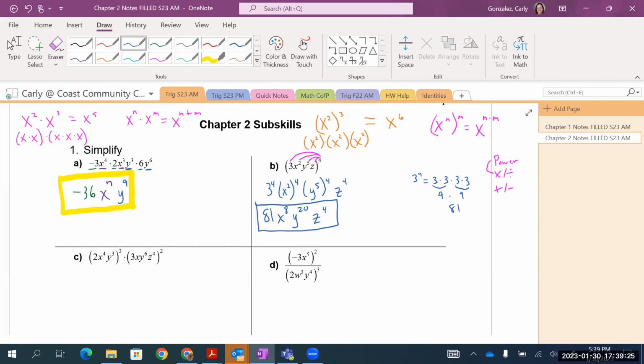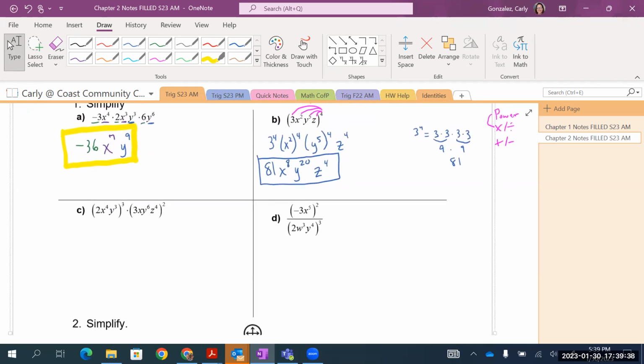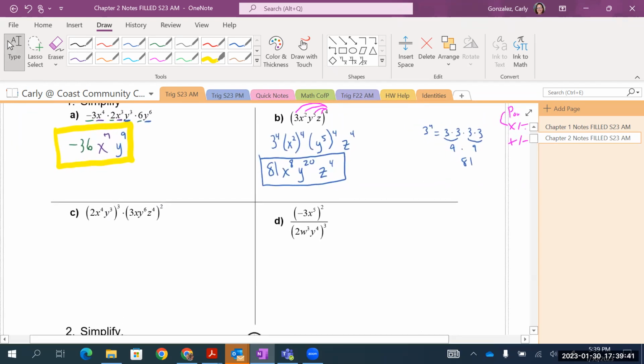Okay, the next problem we're going to do is really combining the skills from 1A and 1B. So first, we need to evaluate these outer powers. So again, because there's only multiplication inside the parentheses, we can bring that power into each factor. And the same with the squared.